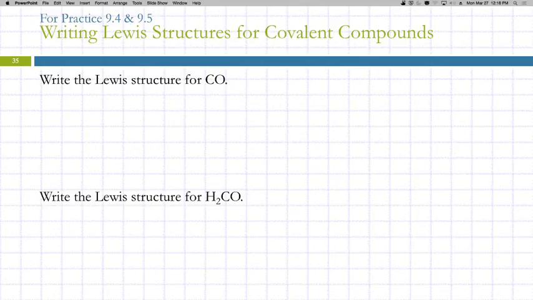Write the Lewis structure for carbon monoxide. Well, the first thing is show how they are connected. Since there's only two atoms, this is pretty easy. The carbon must be connected to the oxygen. There has to be a minimum of a single bond between atoms, or they're not part of the molecule.